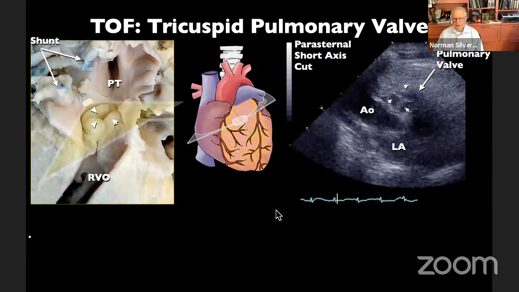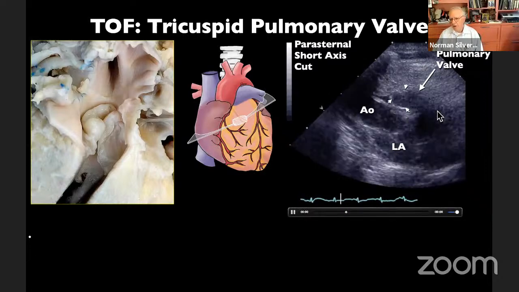So here is a tricuspid pulmonary valve in tetralogy. Just in case you didn't think that occurred, it occurs in about 20% of patients. And you can see the rolled, thickened leaflets with the 3 commissures that are present here, and the 3 leaflets of the valve in parasternal short axis. And here you see it. We'll take the leaflets away. And here on the echo, we see this.